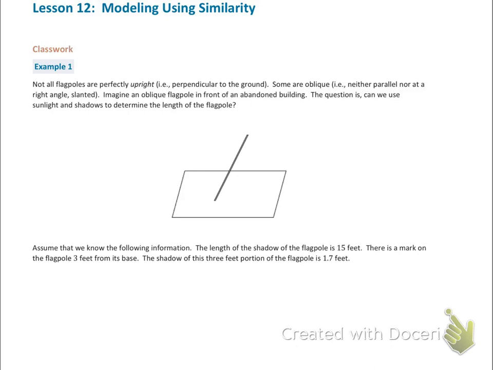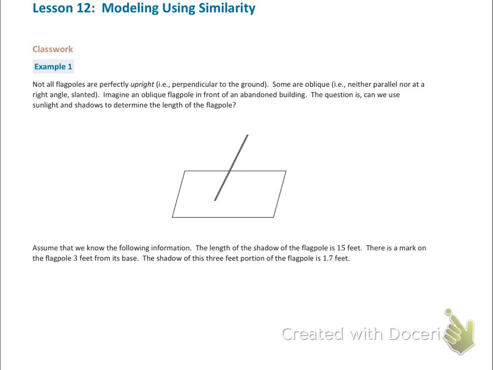There's a diagram here that I would suggest you put some measurements on so that you can begin to model this situation and try to see where you could use the idea of similarity to figure this out. So the length of the shadow of the flagpole is 15 feet. And there's a mark on the flagpole 3 feet from its base. Presumably, whatever this mark is on the flagpole, it casts a shadow that we can see. So the shadow of the 3 foot portion of the flagpole is 1.7 feet.